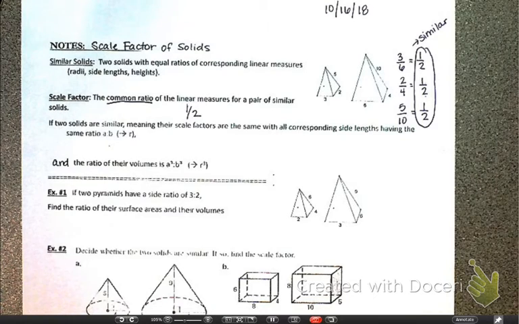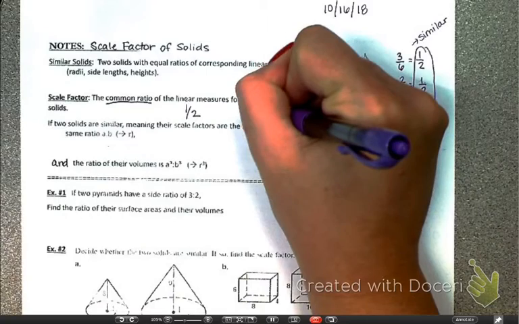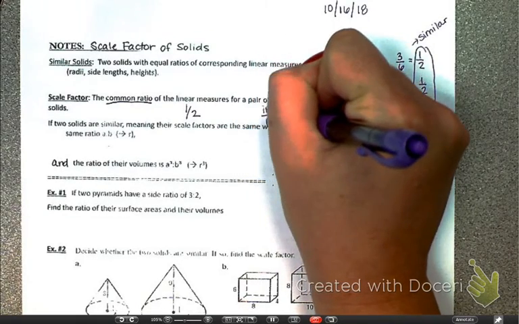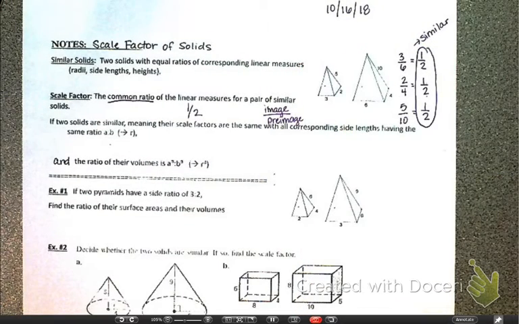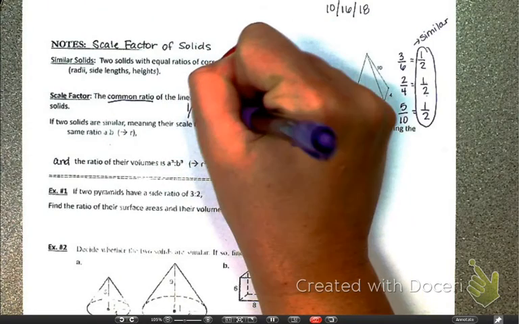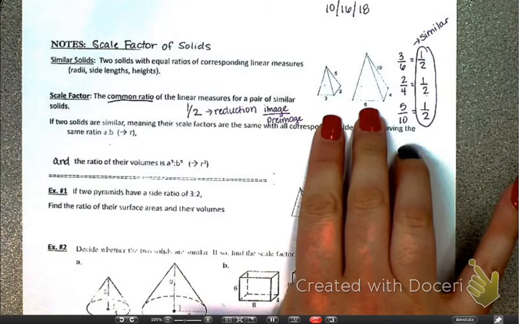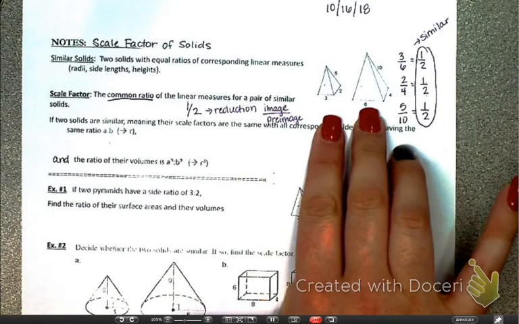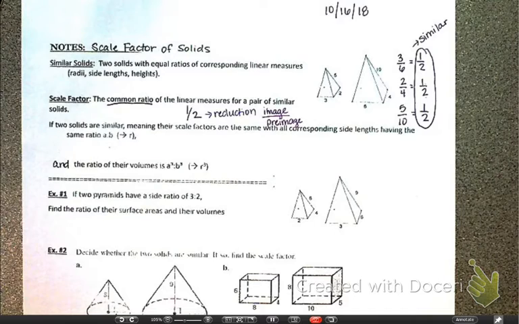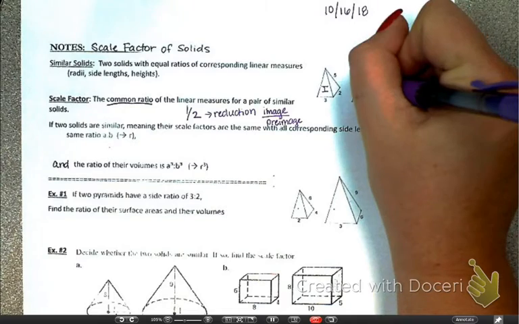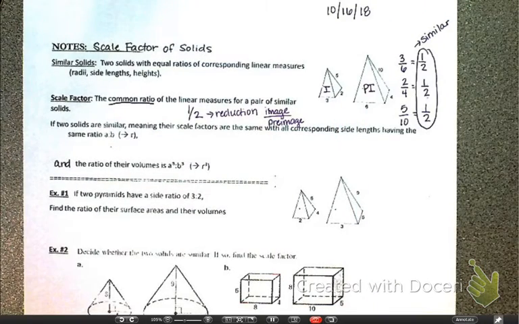For scale factor, we have image over pre-image, right? Based on what the scale factor is, so based on the fact that it's 1/2, do I have a reduction or an enlargement? A reduction. I have a reduction. So which one of these figures is my image, my new figure? The one on the left, the small one. My pre-image is the larger one, because I have a scale factor of 1/2, which means I had a reduction.